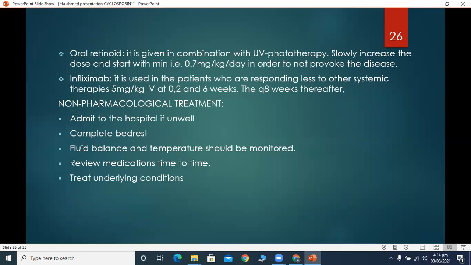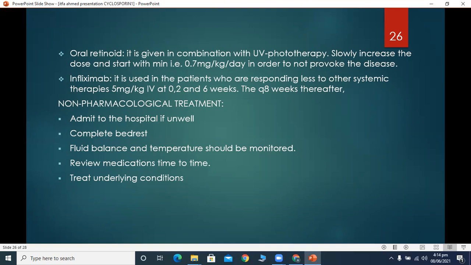Our oral retinoid is given in combination with UV phototherapy. We slowly increase the dose and start with the minimum, that is 0.7 milligram per kg per day, in order to not provoke the disease. Infliximab is used in patients who are responding less to other systemic therapies, 5 milligram per kg IV at the first, second, and sixth week.